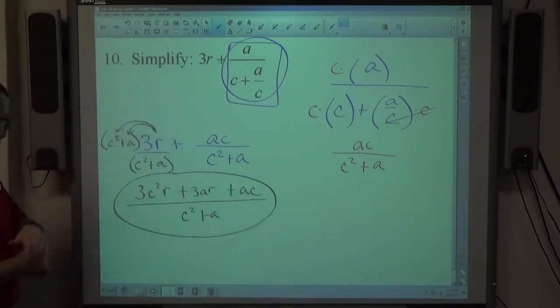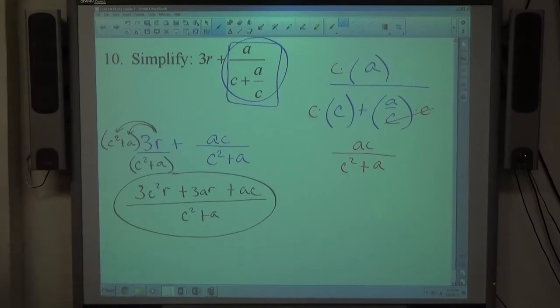In this case, there are no like terms in the numerator. The denominator is as simple as it can get, so that's the best answer for that problem.